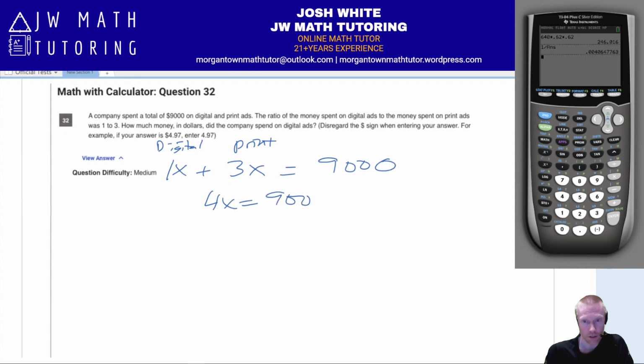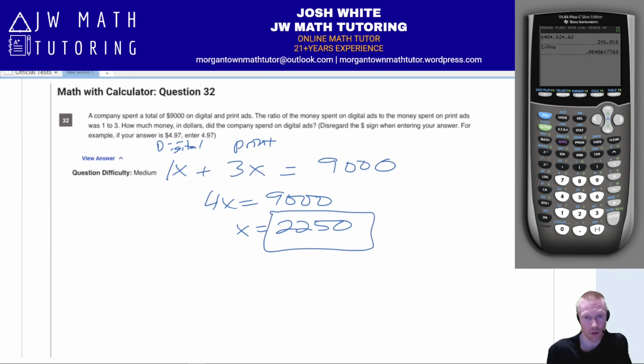So 4x is equal to 9,000. You divide that on your calculator, you should get 2250. So again, to find the digital amount spent, because that's all they want, it would just be this 2250 number. That's what you grid in. That's what the final correct answer is.